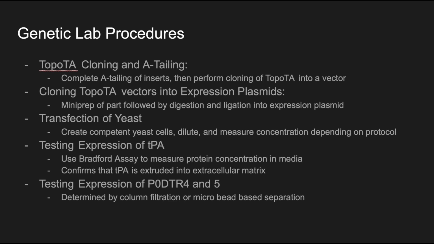Our first goal is to perform topo-TA cloning on our designed inserts, and then subclone those inserts into expression vectors. Next, we will transform our vectors into the expression systems, E. coli for the blood conversion enzyme pair, and yeast for TPA expression. From here, we'll test and optimize the expression of each protein before moving on to test each system.